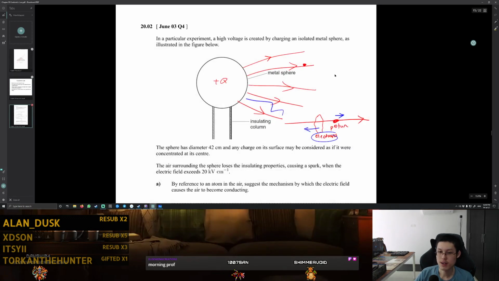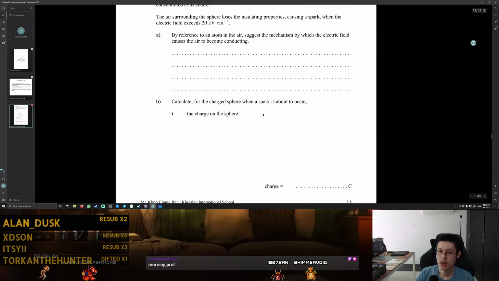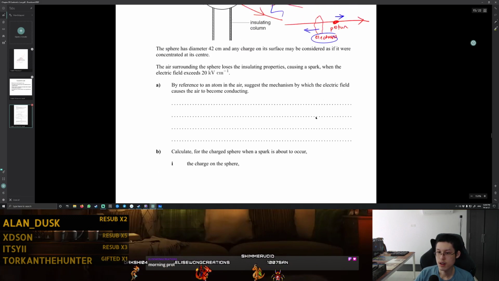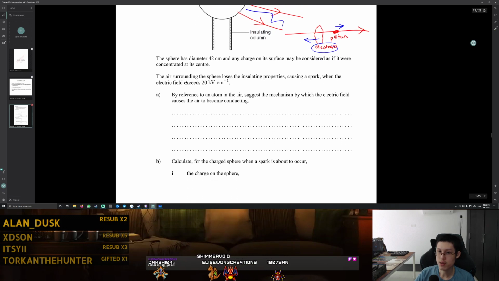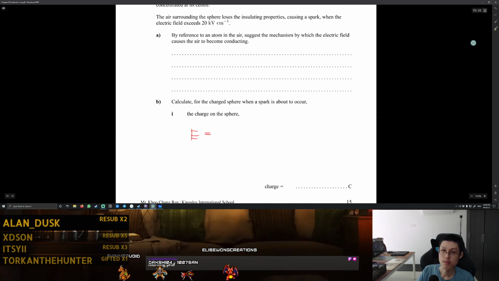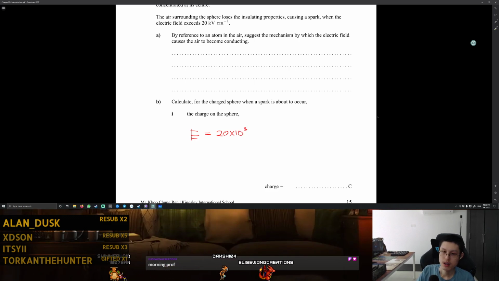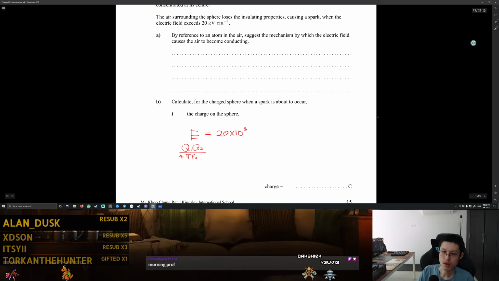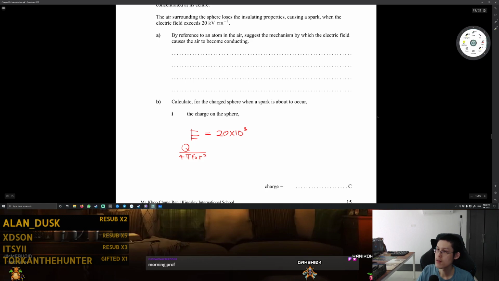Okay, moving on. Calculate for the charge sphere when a spark is about to occur, the charge on the sphere. So, well, we know that the spark happens when electric field is 20 kilovolts. So let's write that down. What is the formula for electric field? Electric field strength is going to be force per unit charge. So Q over 4 pi epsilon r squared. There's only one Q, sorry. There we go.